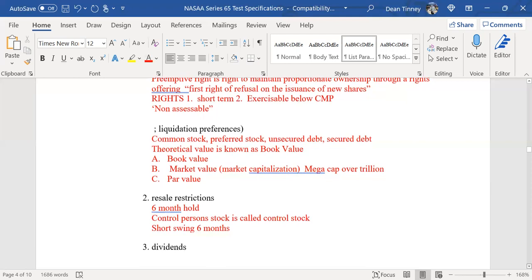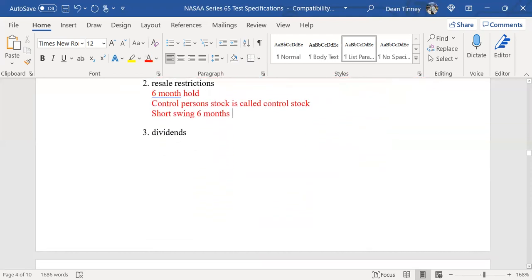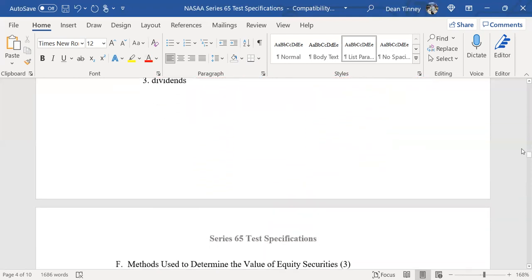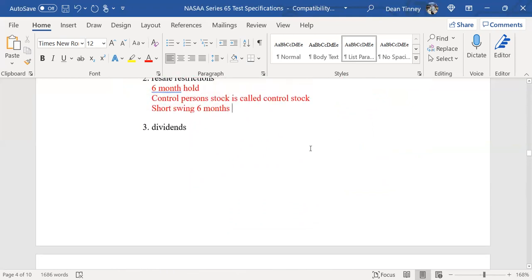Some stocks have dividends, some stocks do not. And here the question is, and people get confused about this, if you own the stock, you don't have a right to a dividend. You only have a right to a dividend if declared.